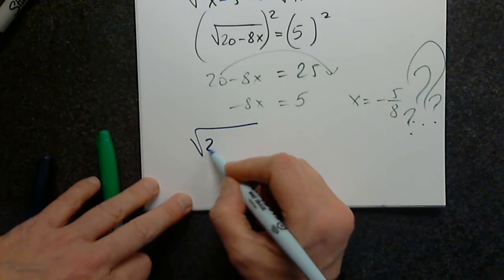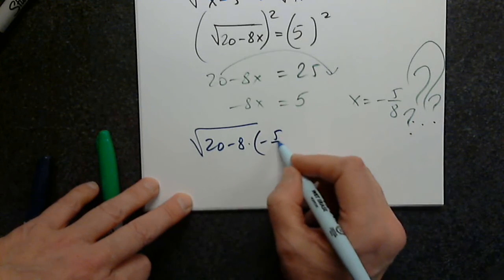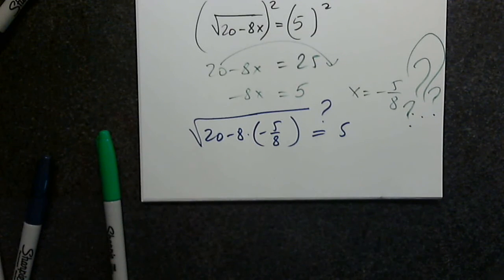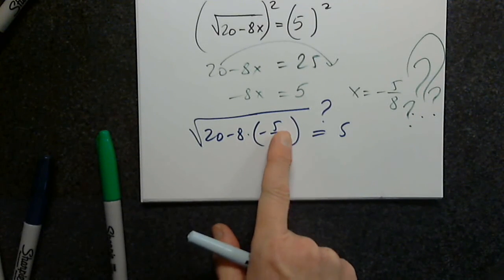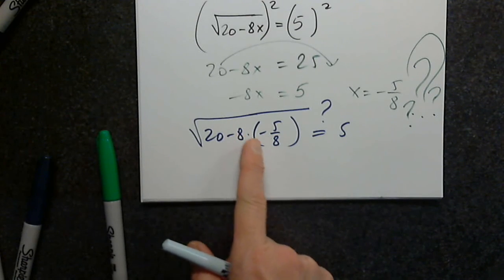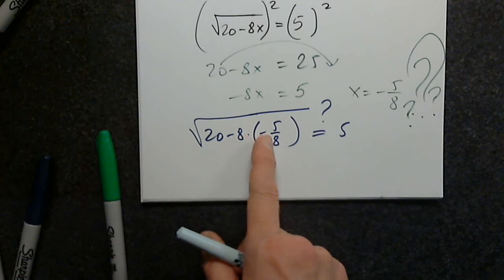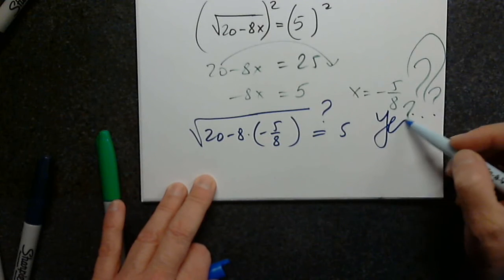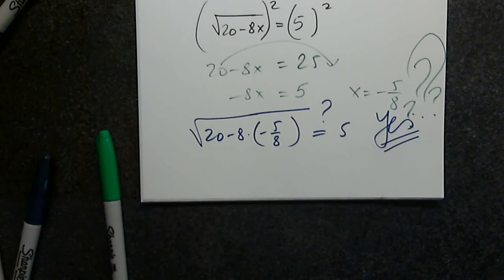So I put the square root of 20 minus 8 multiplied by negative 5 over 8. And I'm asking myself if that equals 5. If the answer is yes, then I'll go back to negative 5 over 8 and say, yes, that's it. But if the answer is no, then I'll say, oops. It turns out that it works. How come? Because negative 8 with negative 5 over 8, well, you simplify 8 with 8, and you get 5. This is positive now. 20 plus 5 is 25. The square root of 25 is 5. So it turns out that this is a yes. I checked. It works in the original problem.